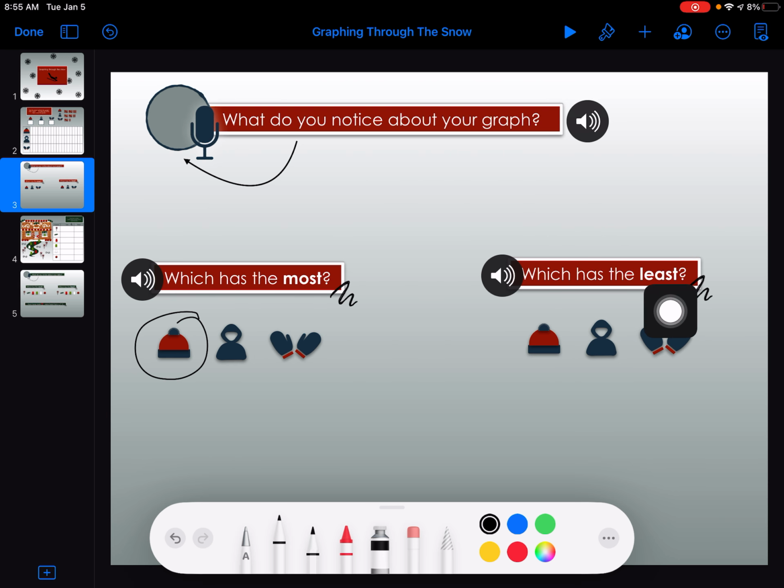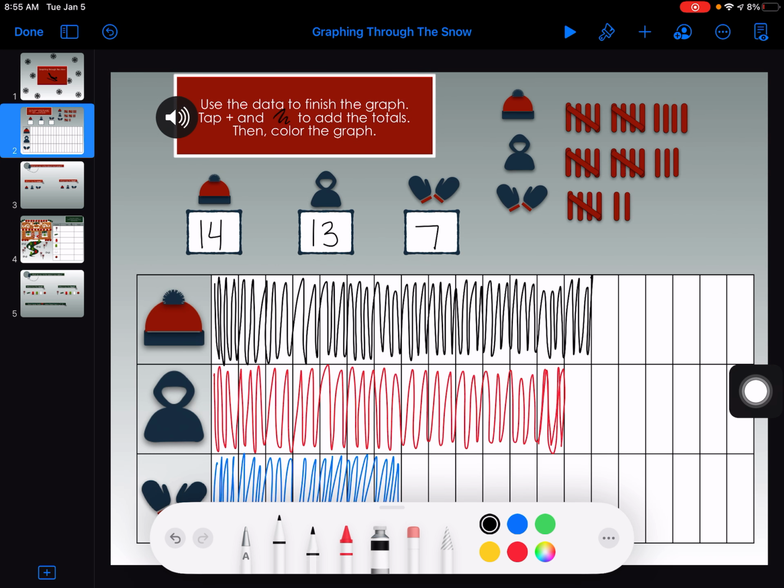Which has the least? Well, we kind of already talked about that too, didn't we? The least amount of boxes that are colored in are the mittens. 7 is less than 13 and 14. So the least amount is the mittens.